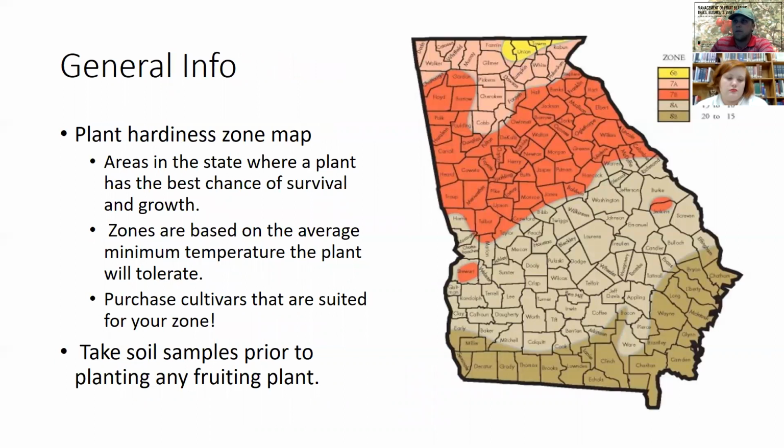So just some general information. You need to know where you are on this plant hardiness zone map. This is basically the areas in the state where plants have the best chance of survival and growth, and it's based off of the average minimum temperature that a plant will tolerate. Obviously, down in South Georgia, it does not get as cold as we do here in Stevens County, or even up in the North Georgia mountains in Union, Towns, and Rabun County.